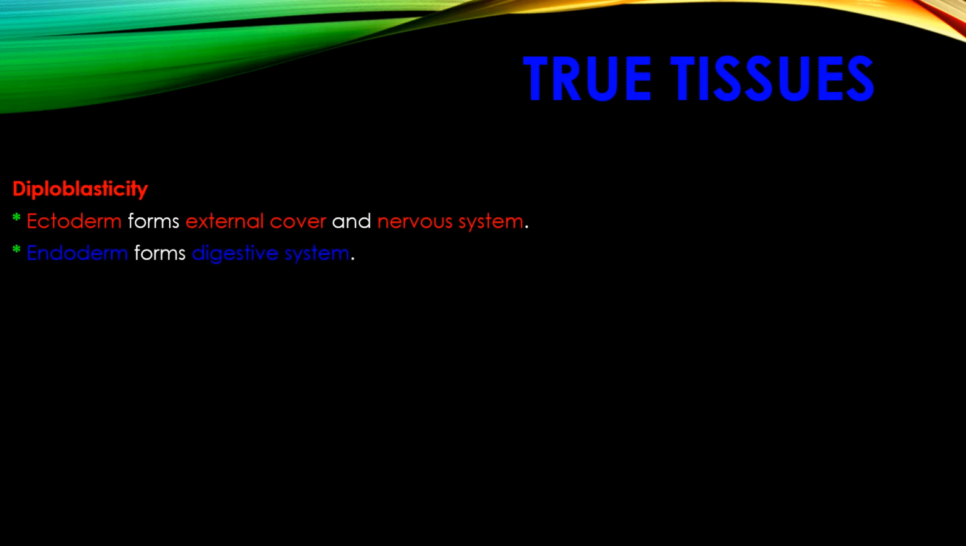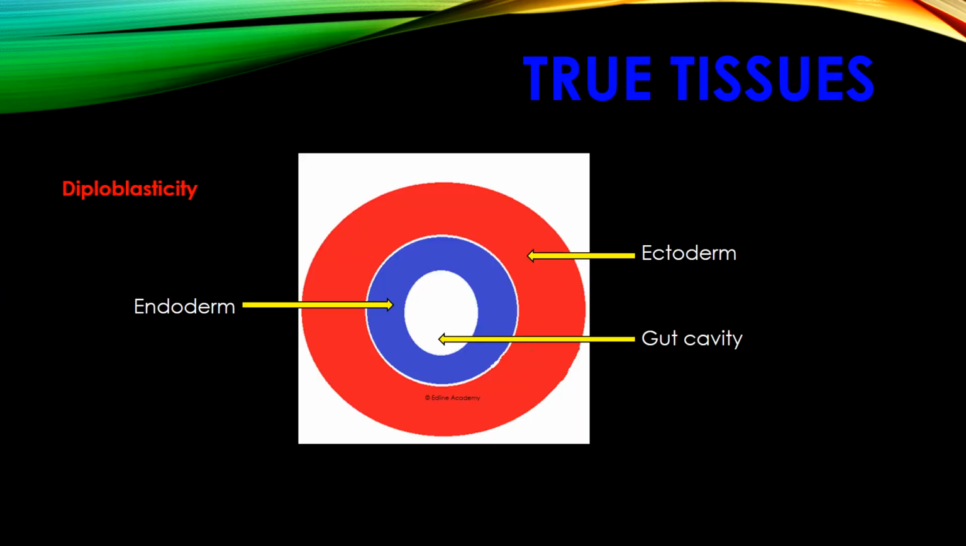Let's take diploblasticity. In diploblastic animals, ectoderm forms the external cover and nervous system, whereas endoderm forms the digestive system. Let's take a look at this diagram. This is a cross section of the body of a diploblastic animal. It has outer ectoderm and inner endoderm. The middle cavity is the gut cavity. When you draw this diagram, use red for ectoderm and use blue for endoderm.